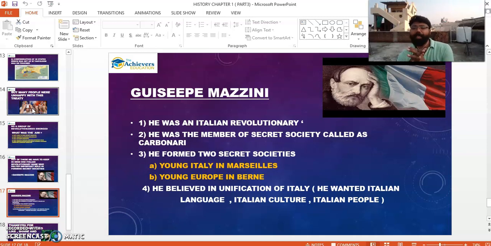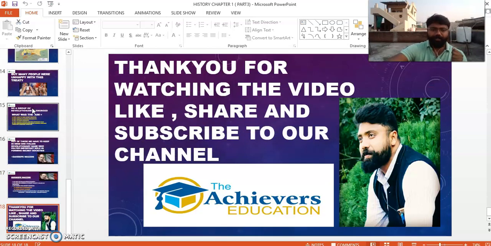Fourth, he believed in the unification of Italy. He wanted Italian language, Italian culture, Italian people. He wanted alike-minded people to come together and live. That would form a good base of a nation state to a greater extent. So he believed in that, and he was a revolutionary indeed. So these were all the things.